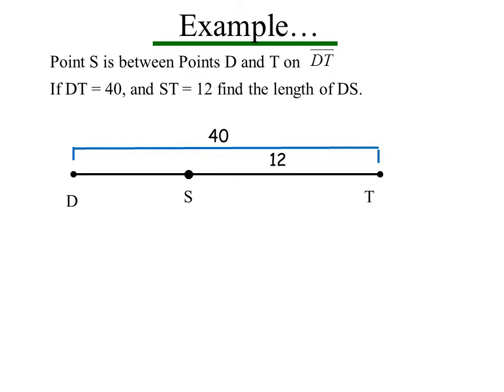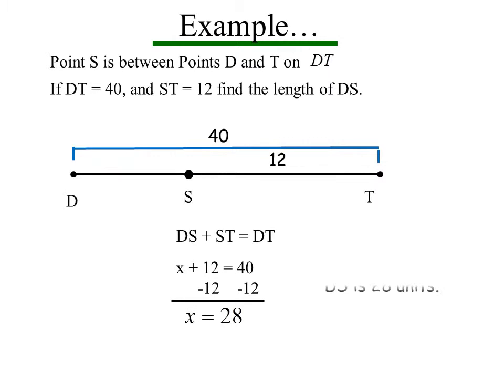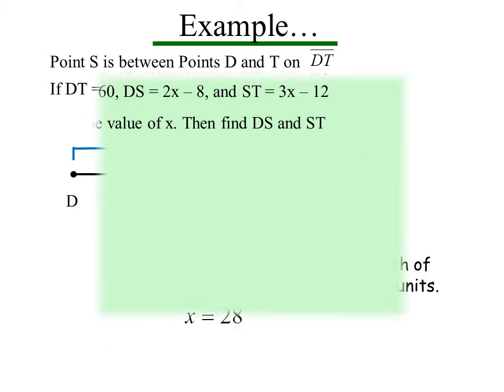So once again, the segment addition postulate tells us that DS plus ST has to equal DT. Let's plug in what we know. I don't know DS, that's what I'm trying to solve for, so I'll call that X. I know that ST is 12, and I know that DT is 40. Now I have an equation that I can solve. I'm going to subtract 12 from both sides, and I know that X is 28. Therefore, the length of DS is 28 units.